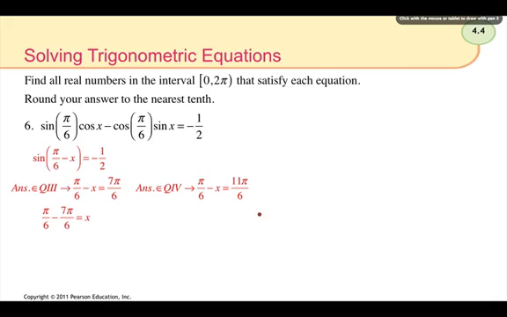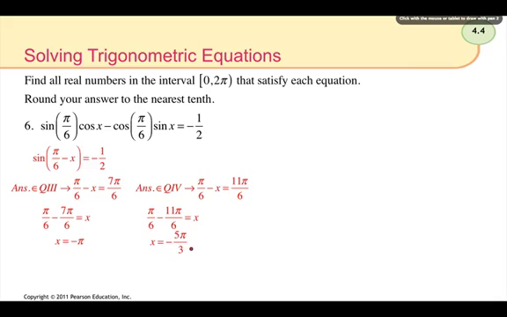If you look at this one, you can move the 7 pi over 6 to the left, move the x to the right, and this is what we get. Go through a little bit of algebra. We'll leave that for a second, but same thing here. Move the 11 pi over 6 to the left, the negative x to the right hand side, and this is what we get. Now we go ahead and simplify. This gives me x is equal to negative pi, and this gives me x is equal to negative 5 pi over 3.